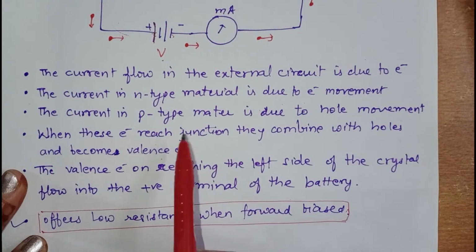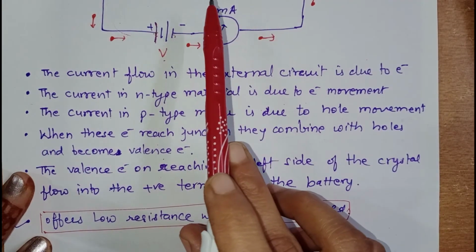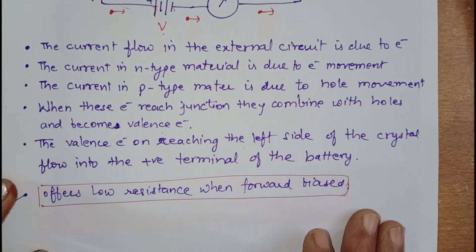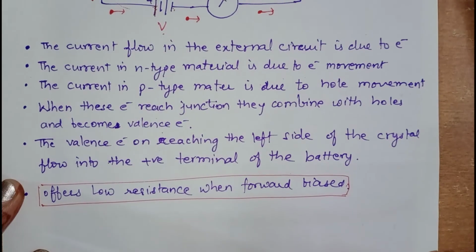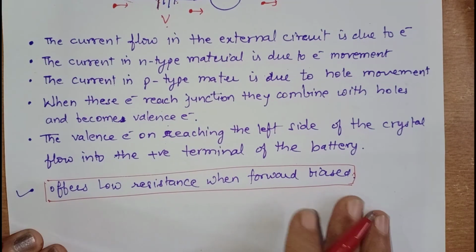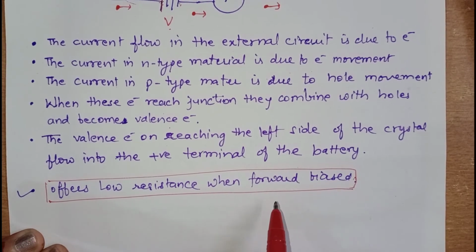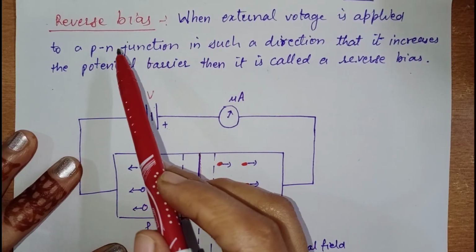Next point is when these electrons reach the junction, they combine with the holes and become valence electrons. The valence electron on reaching the left side of the crystal flows into the positive terminal of the battery. The important point: the junction offers very low resistance in case of forward biasing. Now I will explain reverse biasing.